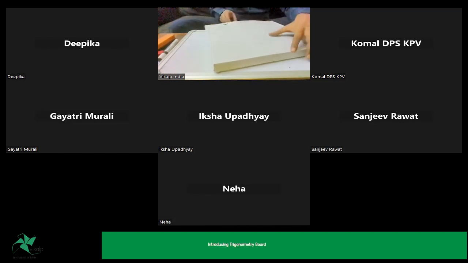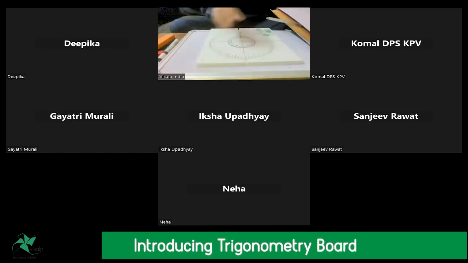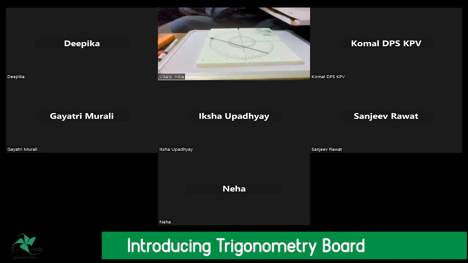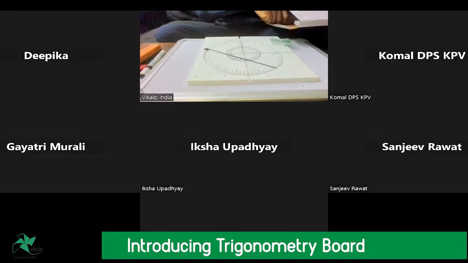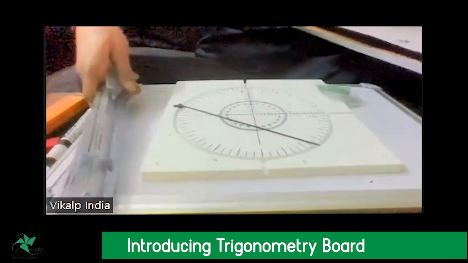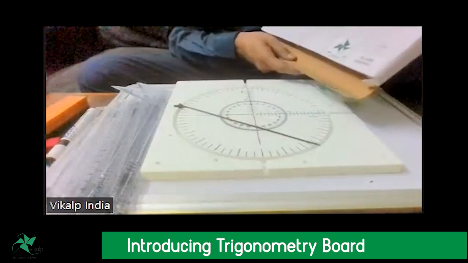So now we are coming to trigonometry. This is the trigonometry board. Here children can make angles of elevation and depression, verify, and learn about trigonometry. So it has a lot of things.